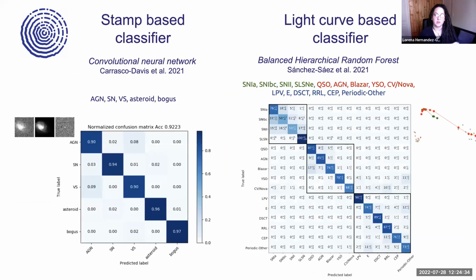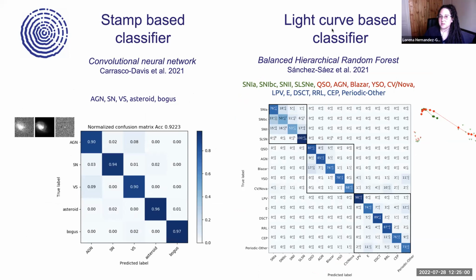In LSST, we have two different classifiers based on machine learning. Indeed, LSST was the first broker to introduce classifiers. One is the stamp-based classifier, which uses images, like the science, the reference, and the difference image, with convolutional neural networks to classify sources into 5 different groups, including AGN.